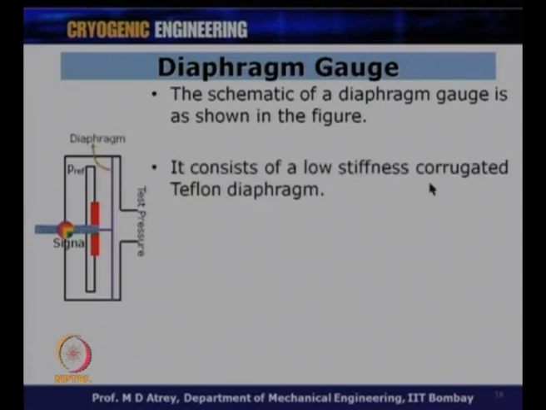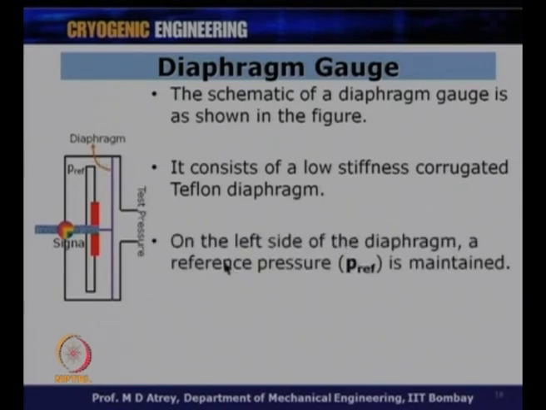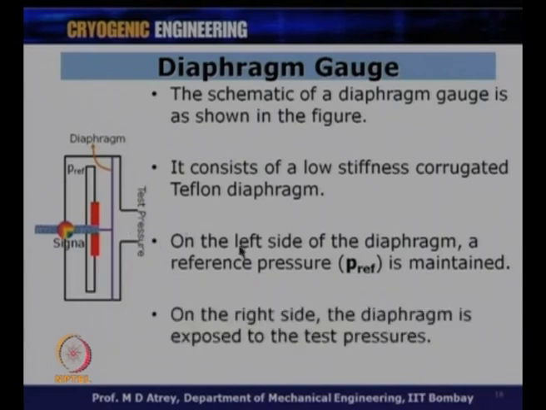So, it consists of a low stiffness corrugated Teflon diaphragm, which is my diaphragm over here. On the left side of the diaphragm, a reference pressure, P reference, is maintained. So, I have some reference pressure on this side, and I have some vacuum or some pressure which is to be measured on the right side of this diaphragm. On the right side, the diaphragm is exposed to the test pressure. The test pressure is the one which we want to measure.